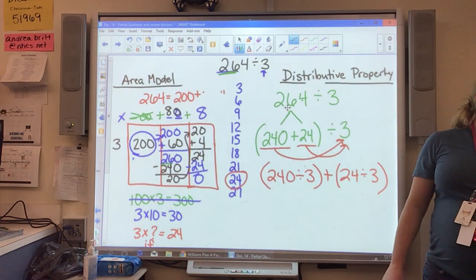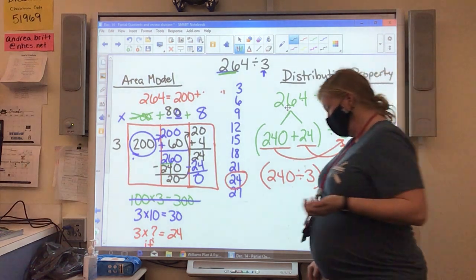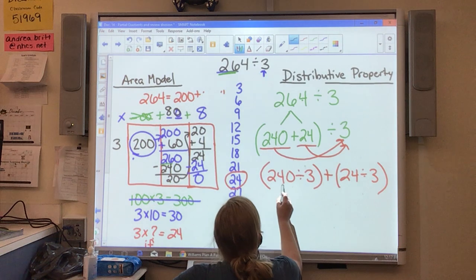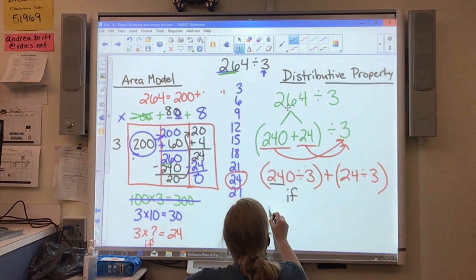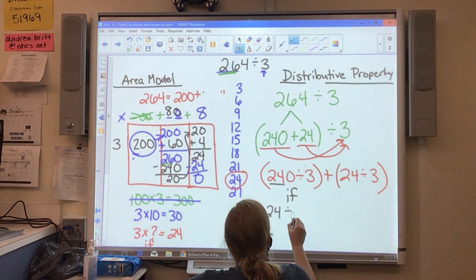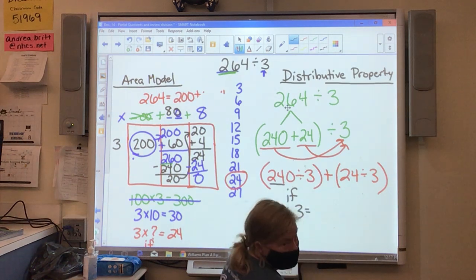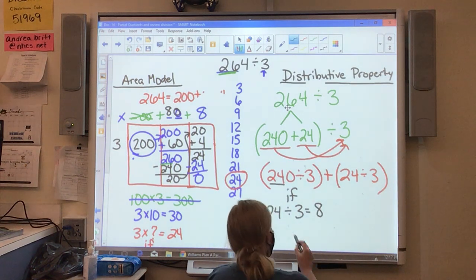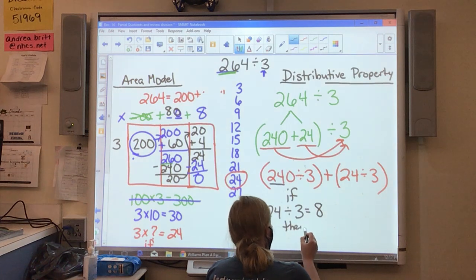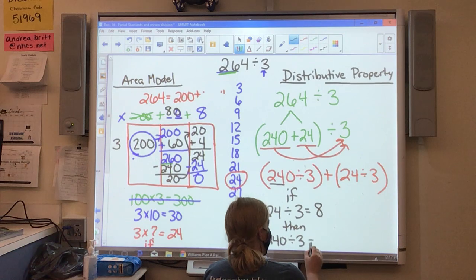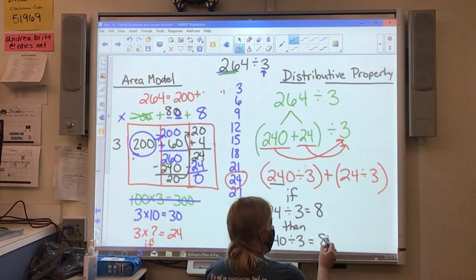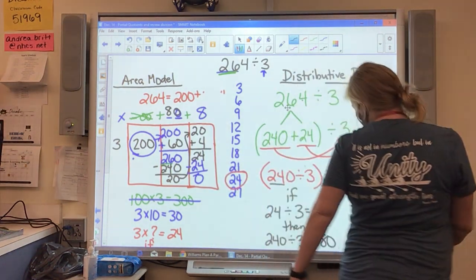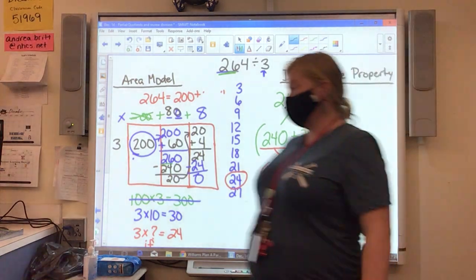Now, this is where the if-then statement comes in. If 24 divided by 3 equals, not 7, 8. If 24 divided by 3 equals 8, then 240 divided by 3 equals 80. Okay? So this side is 80.